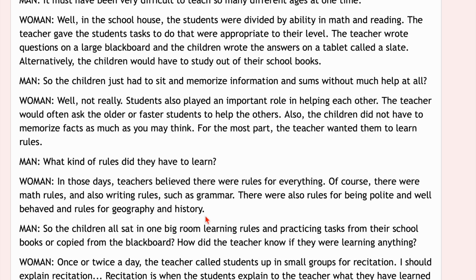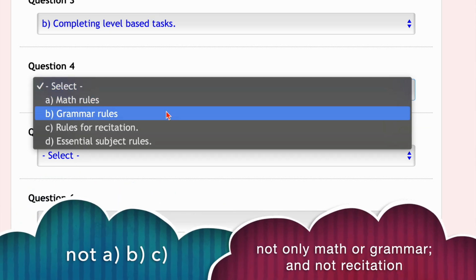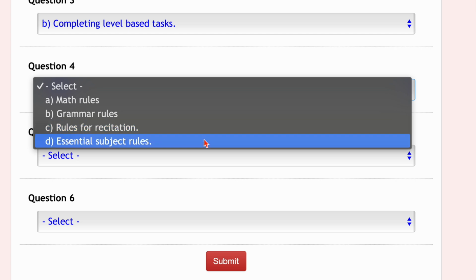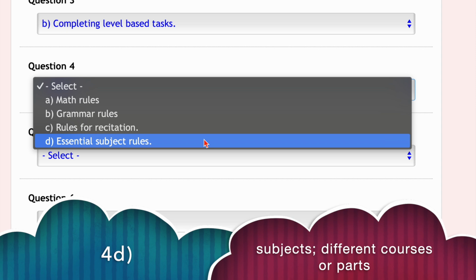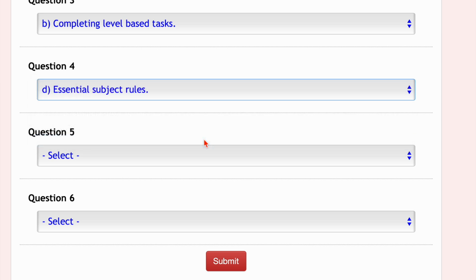So it seems like they're learning rules about many things, okay? So not only math or grammar, and not for recitation. So it looks like D, subjects, different studies, different parts like math, politeness, okay? So different subjects or courses. So D, essential means important also.